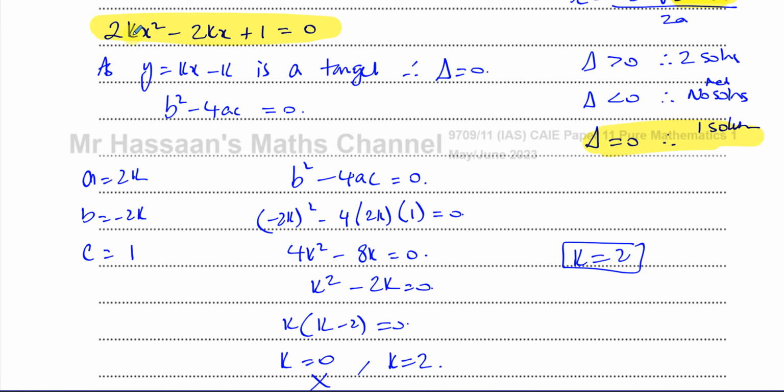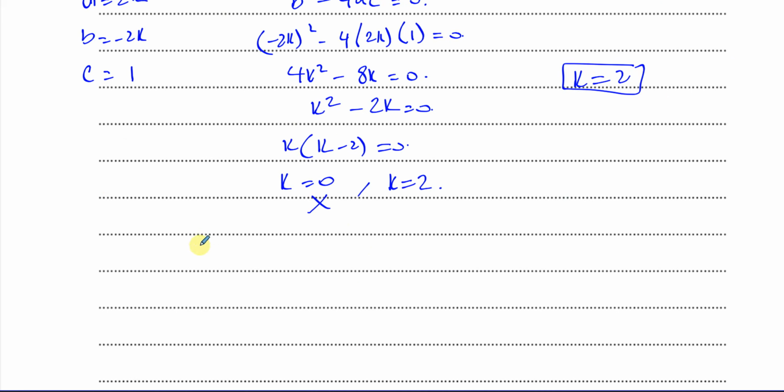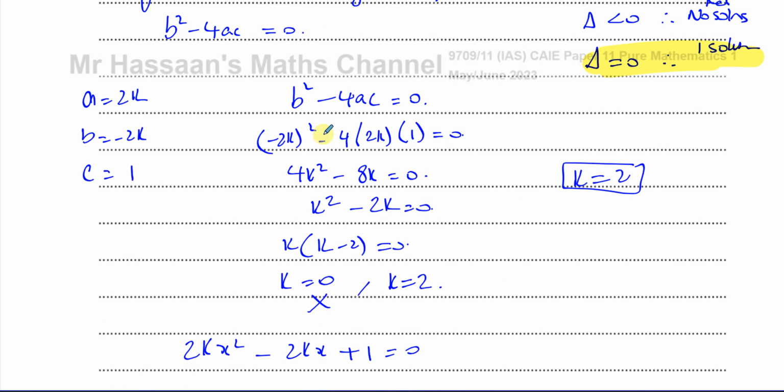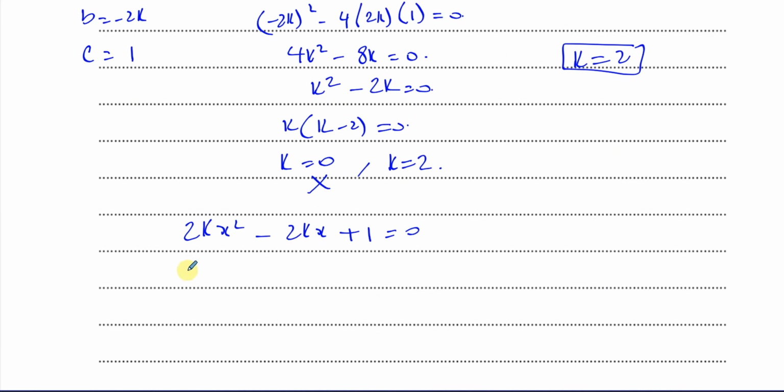So if I replace the k in this equation with 2, that equation will give me the place where the tangent meets the curve. So I'm going to replace the k with 2. So I've got 2kx squared minus 2kx plus 1. Was it plus 1 equals 0? Yeah, plus 1 equals 0. So we know that k equals 2, so that's going to be 2 times 2, which is 4x squared, minus 2 times 2, which is 4x, plus 1 equals 0.